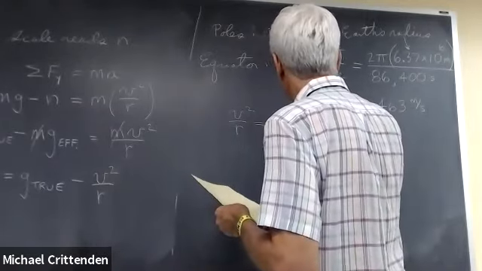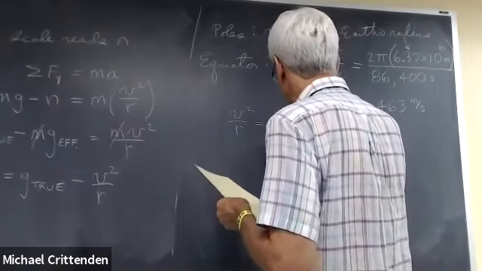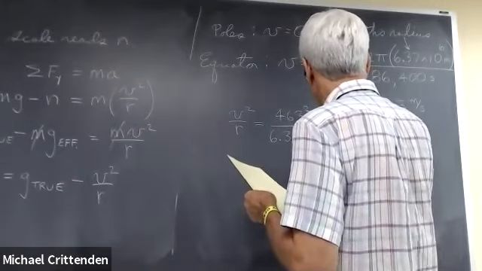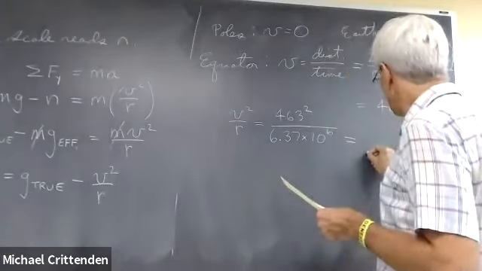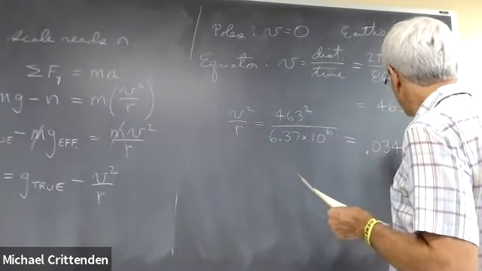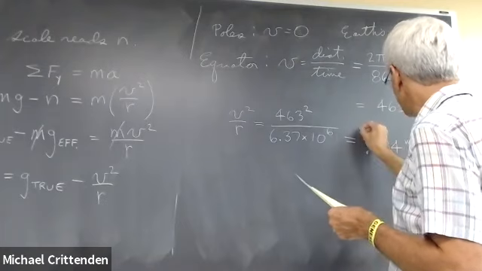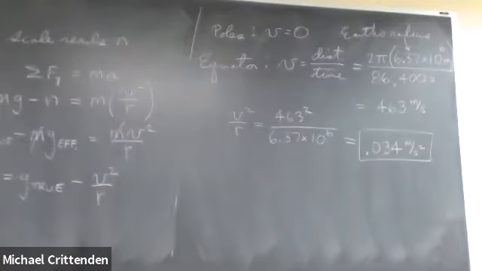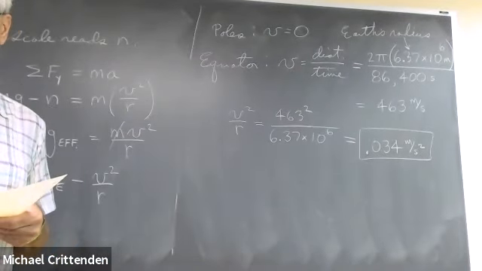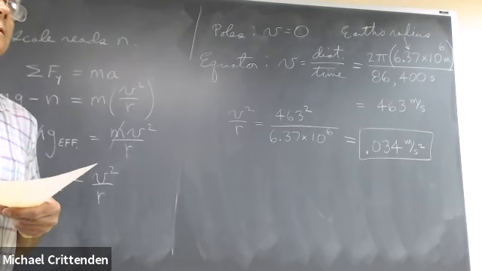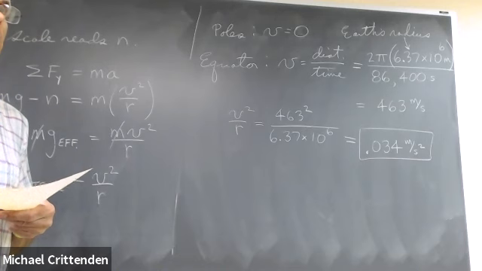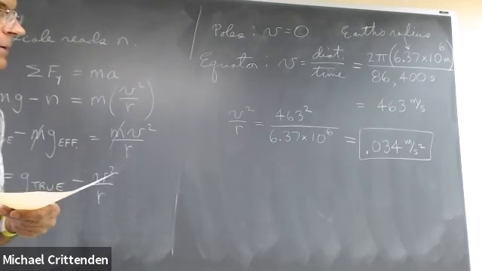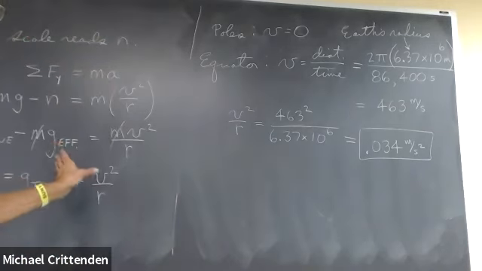The 463 for the speed, the radius of the Earth once again, and you get .034 meters per second squared. Roughly 1/3%. Somebody who weighs 300 pounds at the North Pole would appear to weigh 299 pounds at the equator, just based on the centrifugal force.